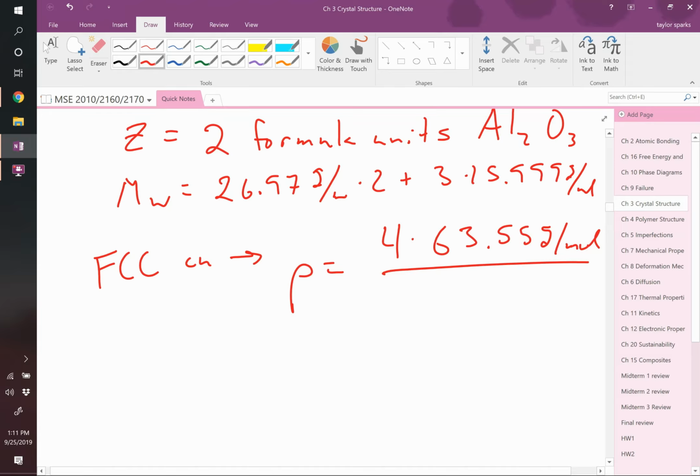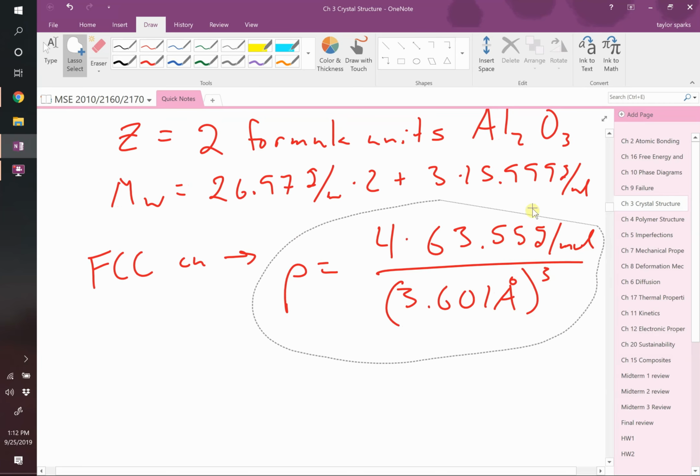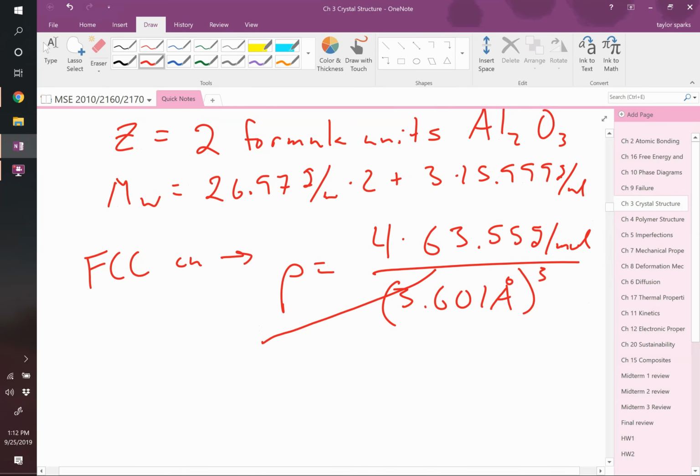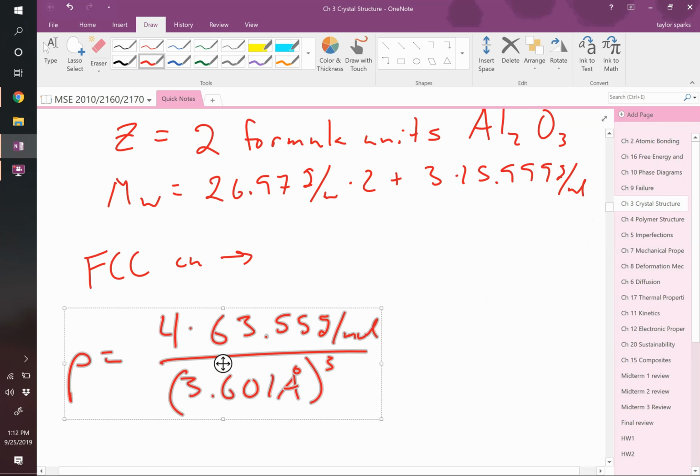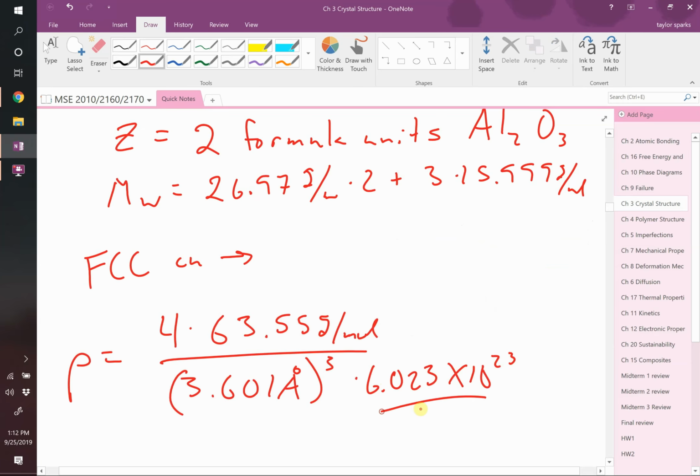Okay? So 4 atoms times their weight. We don't have to do volume here on the numerator. Volume is in the denominator. It's 3.601 angstroms, and we need to cube that. And then the last thing we need is the number of atoms per mole, which is Avogadro's number. So let's multiply this by Avogadro's number, 6.023 times 10 to the 23rd on a per mole basis. Okay? Somebody punch that in.